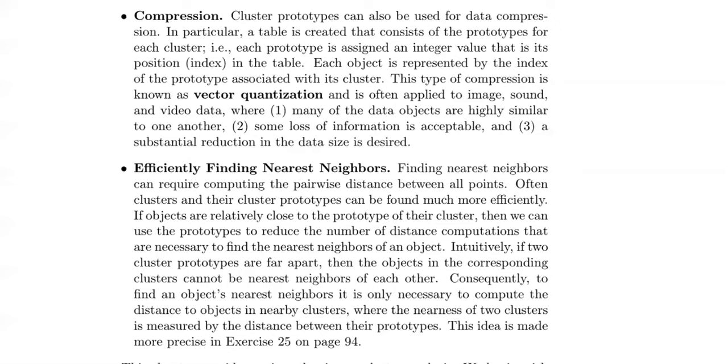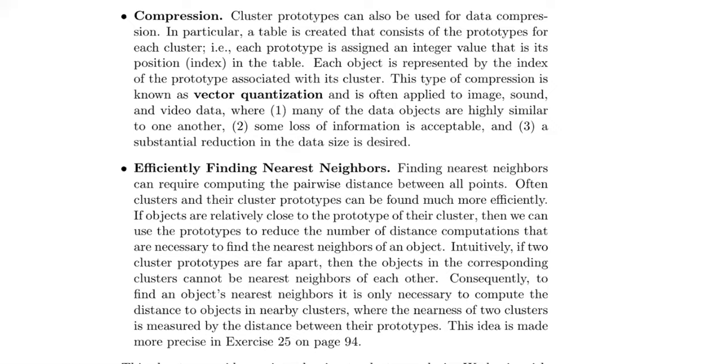Here, two cluster prototypes are far apart. Consequently, to find an object's nearest neighbors, it is only necessary to compute the distance to objects in nearby clusters, where the nearness of two clusters is measured by the distance between their prototypes. Generally, we have two nearby clusters. Which data point is nearest? In two clusters we have a number of data points. One cluster has a number of data points, and the other cluster also has data points.